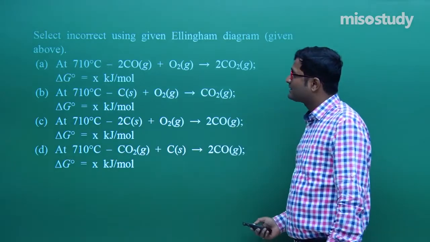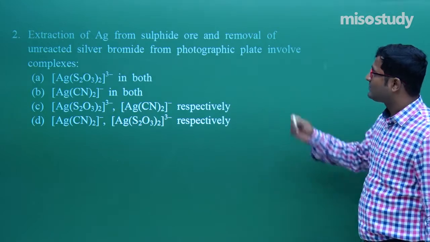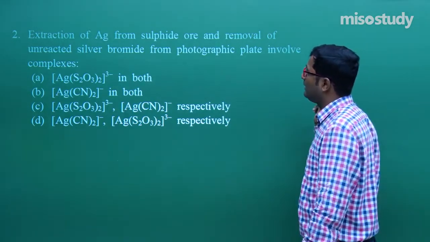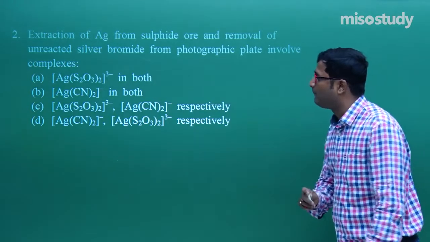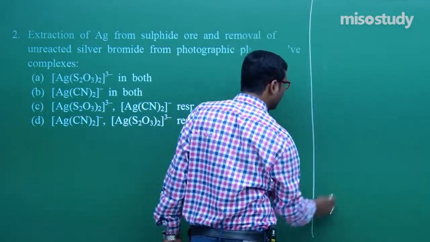section. The next section, check it out. The extraction of Ag, silver, from sulfide ore and removal of the unreactive silver bromide from a photographic plate involve which complexes? This is the question. As we know, what is the sulfide?